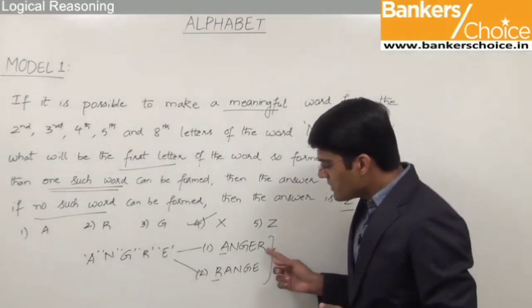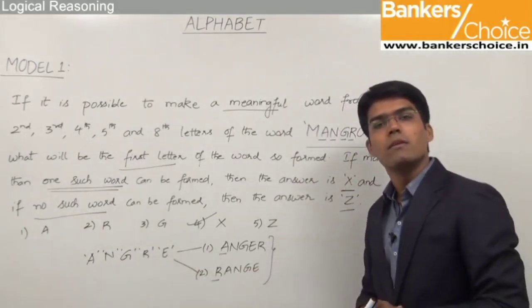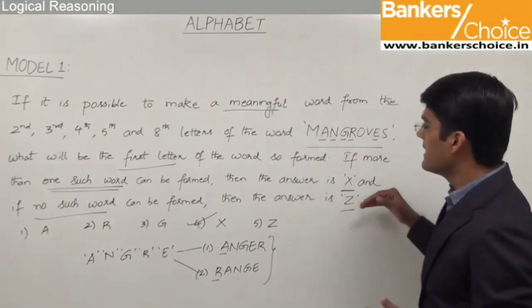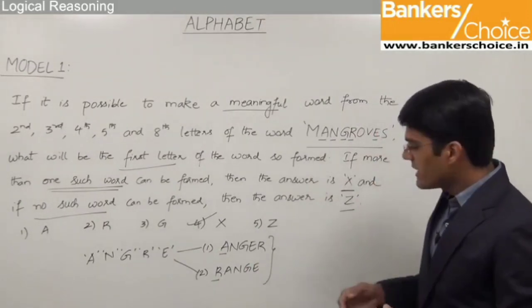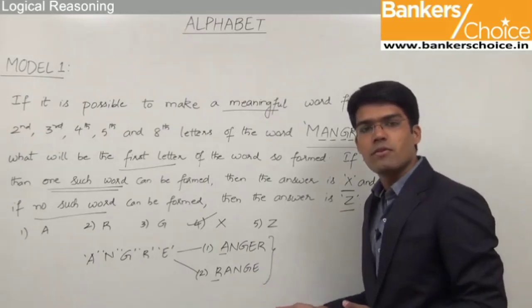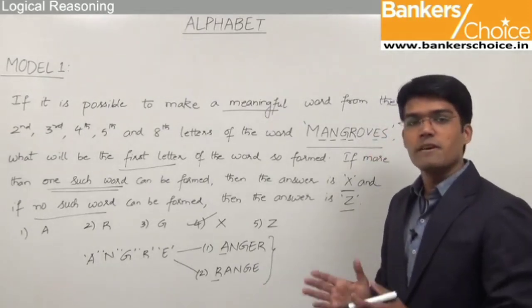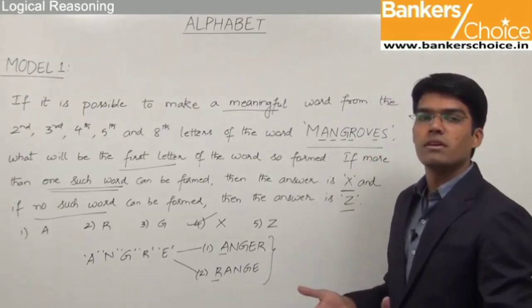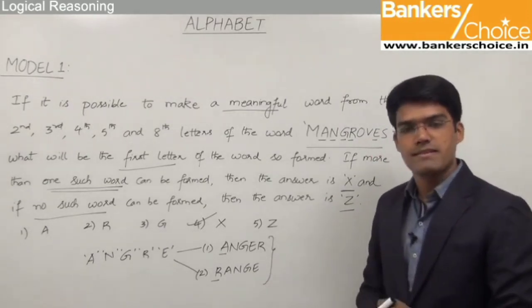Remember, once we have made two words with the given letters, there is no need to think about the third word, as the question very clearly says that if there is more than one word, then the answer will be X. So whether there are two words or three words or four words, in all the cases the answer has to be X. So never waste time in finding out the third or the fourth word. Once we get two words, the answer can be taken as X.